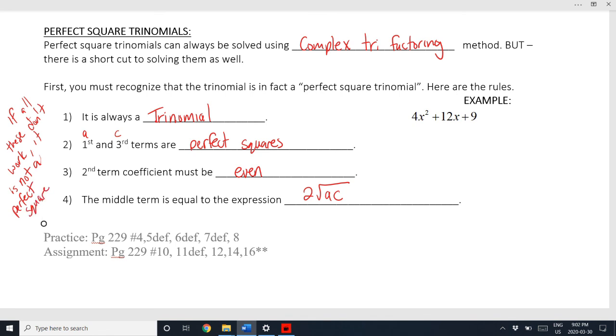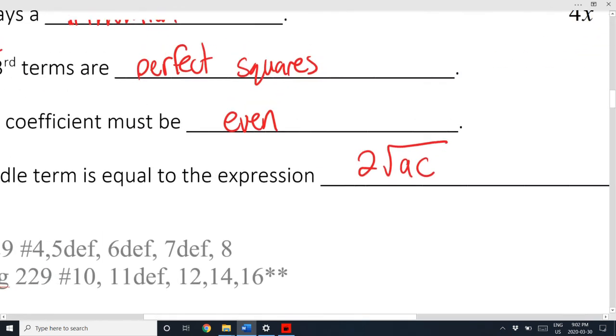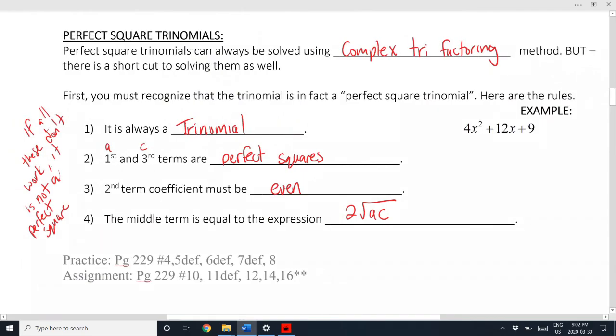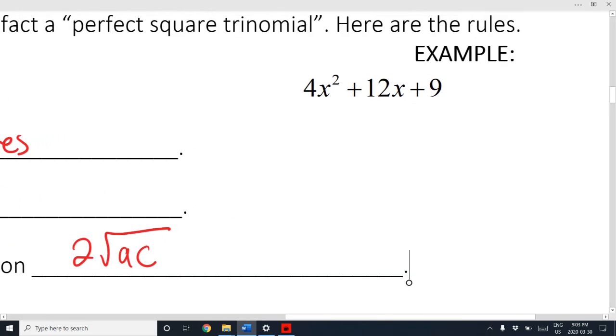So it's quite a few rules, but you'll start to be able to pick up on what a perfect square trinomial is. So here's an example. Right, so I just want to show you an example of what a perfect square is. Here's the example right over here. We know that this number is a squared number, and this number is a squared number, and we know what the root of this is. This is just 2 squared, and this is just 3 squared.